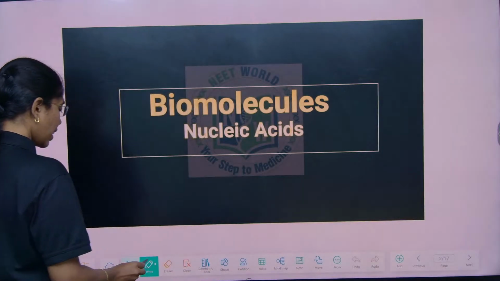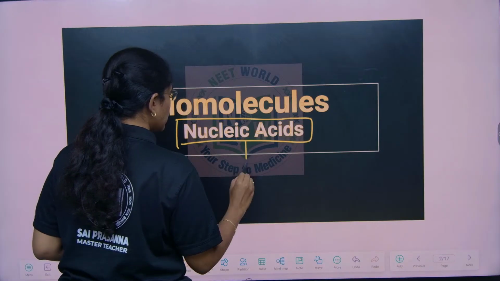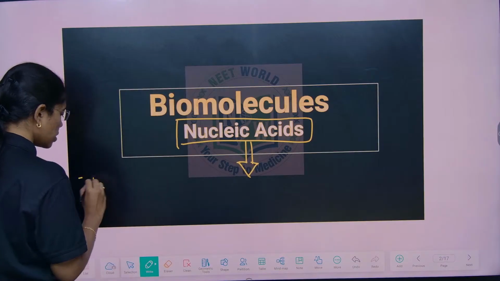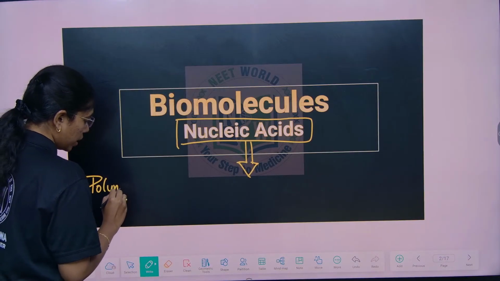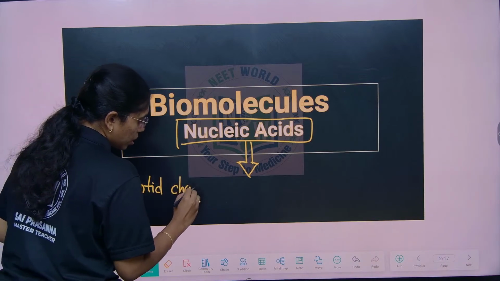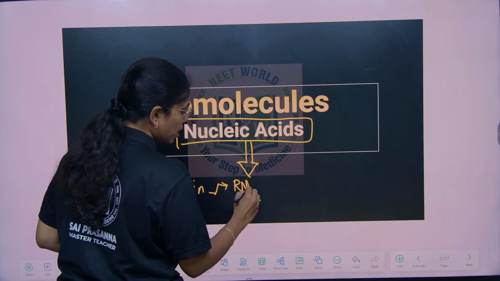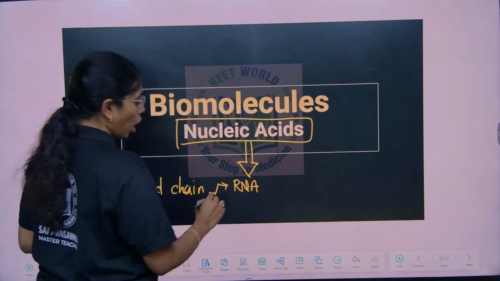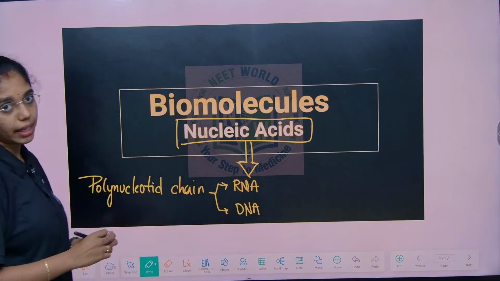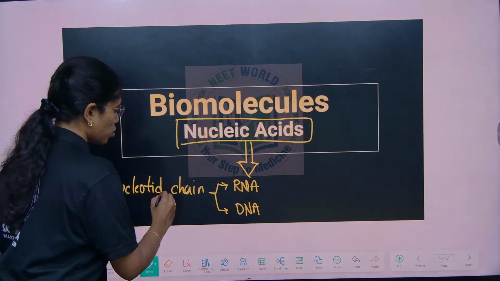A nucleic acid, in simple terms, is addressed as a polynucleotide chain. This polynucleotide chain can be ribonucleic acid, which we will call RNA, or it can be deoxyribonucleic acid, which we will call DNA. Both of them are polynucleotide chains only.